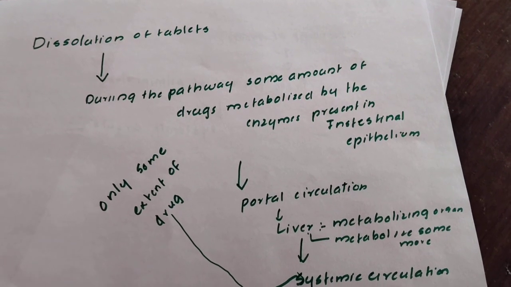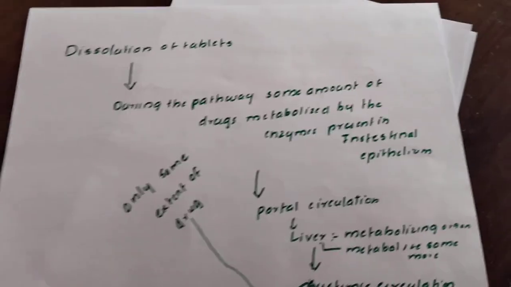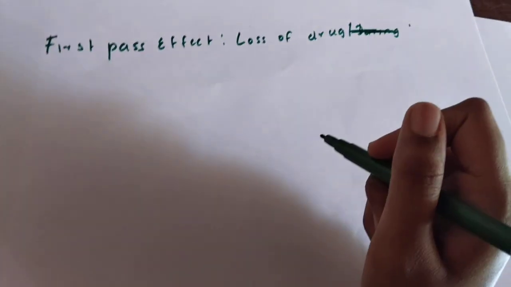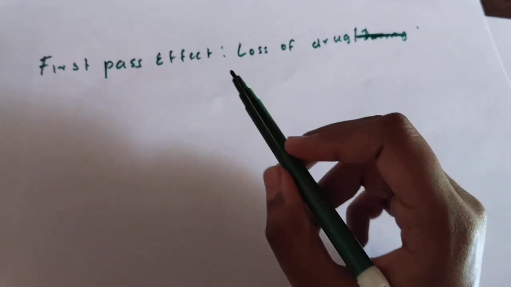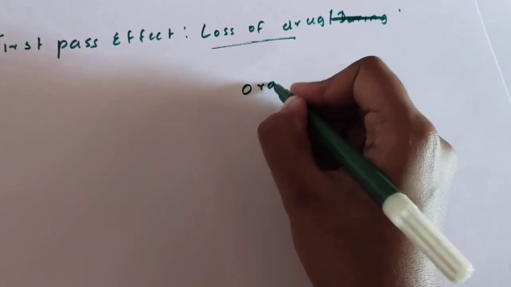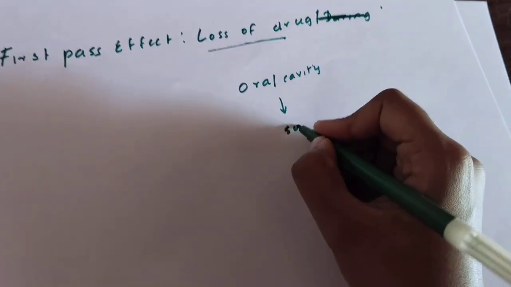After that, when it reaches the liver, some more drug also gets metabolized. Only a portion of the drug will reach the systemic circulation. That's the change that happens during consumption of a drug. Next, we want to learn about two terms, starting with first pass effect. That is nothing but the loss of drug while it travels from the oral cavity to the systemic circulation.